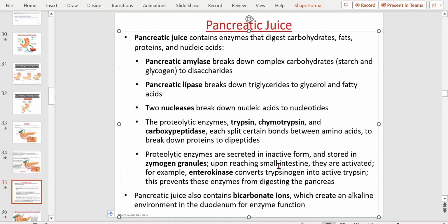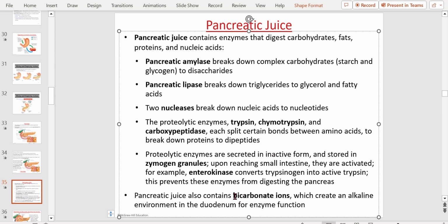Upon reaching the small intestine, they are activated. For example, enterokinase converts trypsinogen into active trypsin. This prevents these enzymes from digesting the pancreas. We don't want these enzymes to start breaking down the pancreas. We send them out, and in the presence of what they need to turn into, we need them in the small intestine.